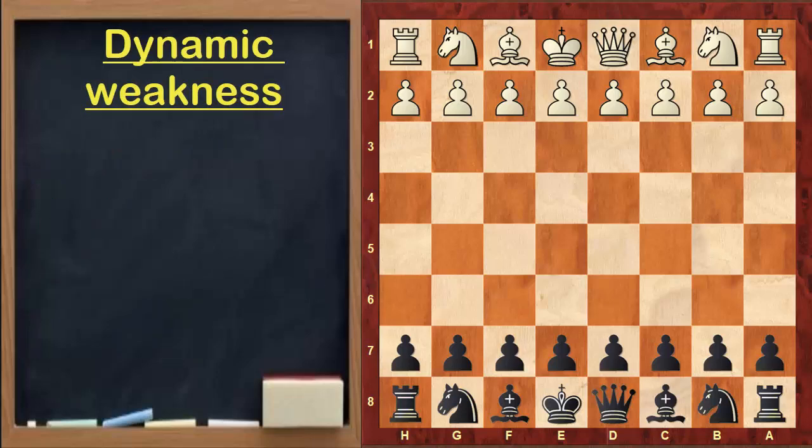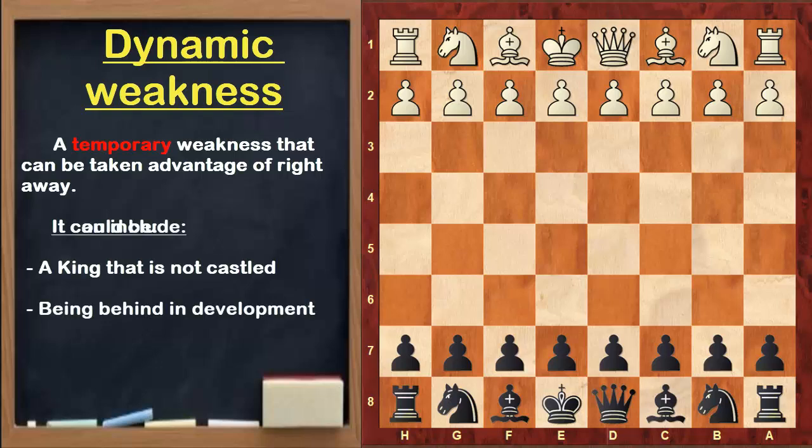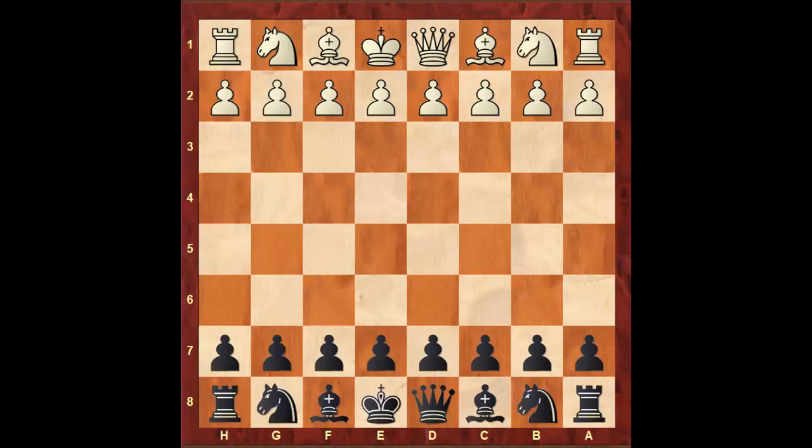A dynamic weakness refers to a temporary weakness that can be taken advantage of right away. It can include a king that is not castled or being behind in development. A strong chess player needs to be able to identify these weaknesses and act on them appropriately.